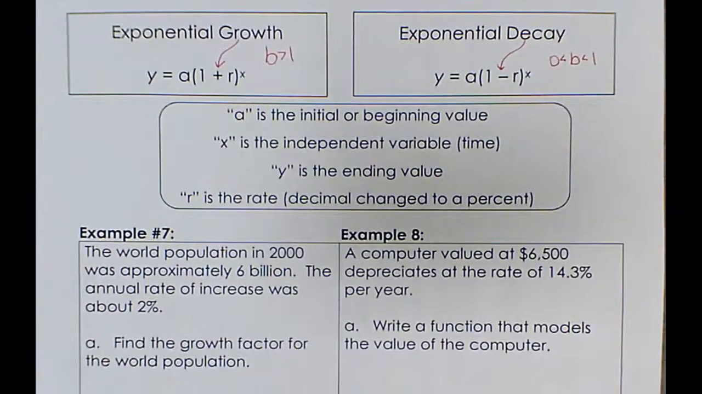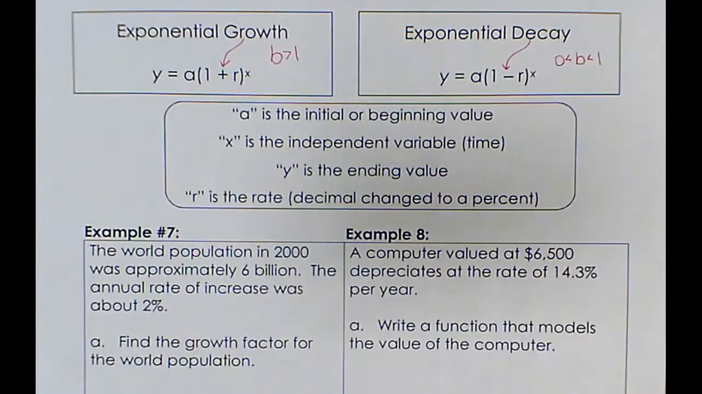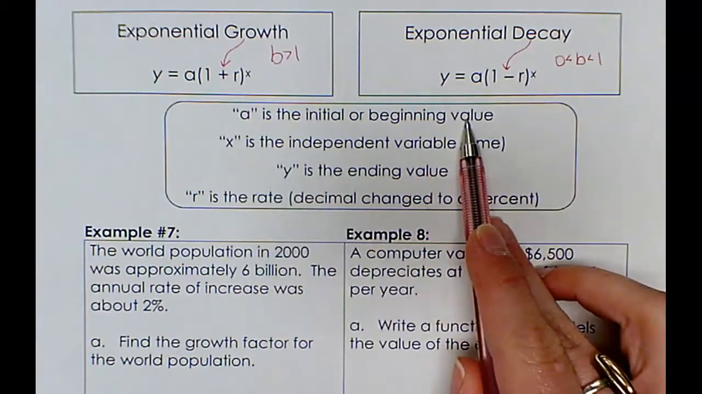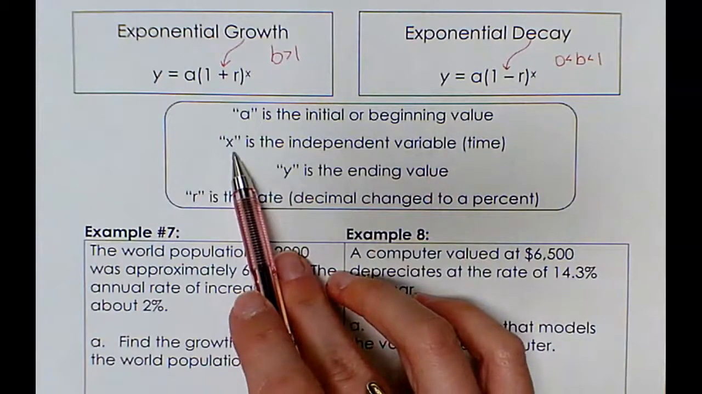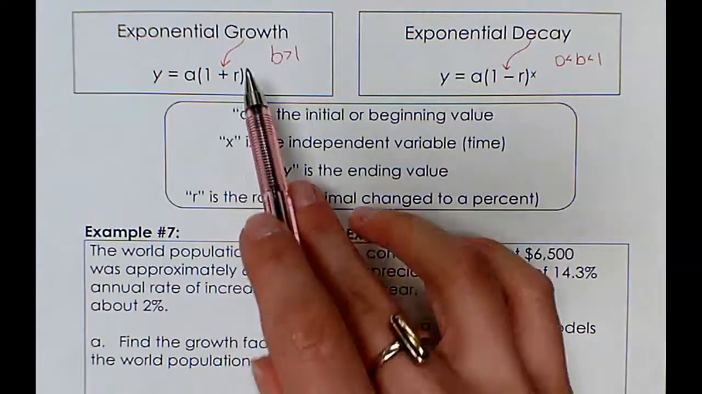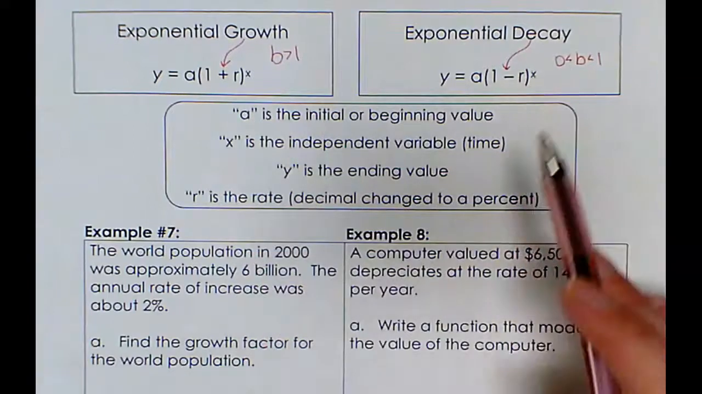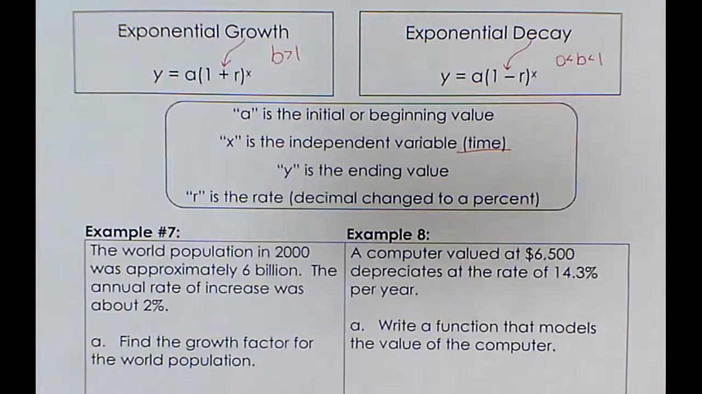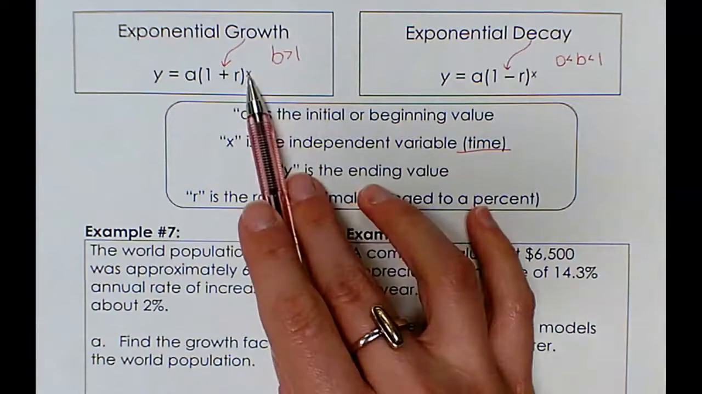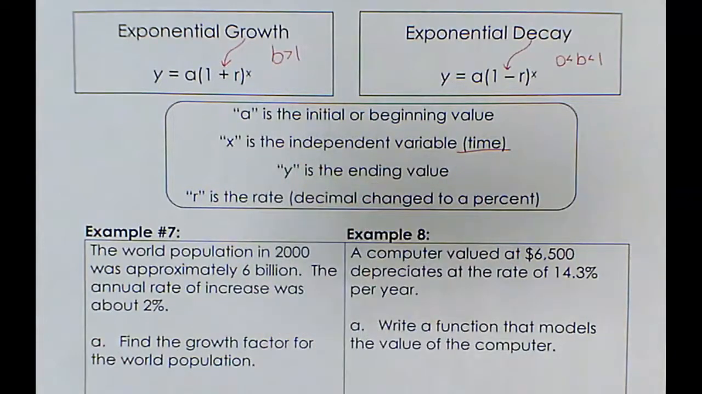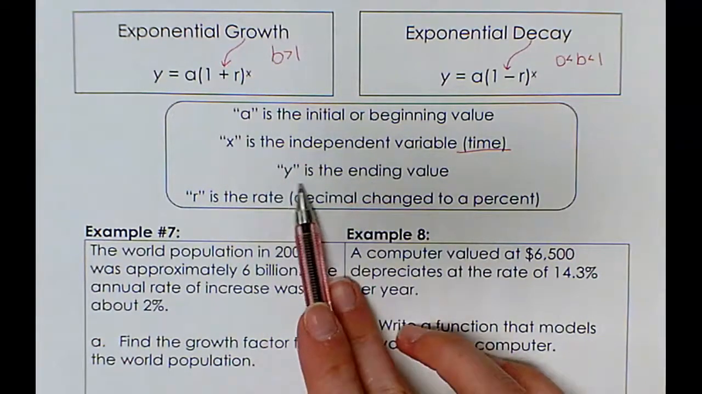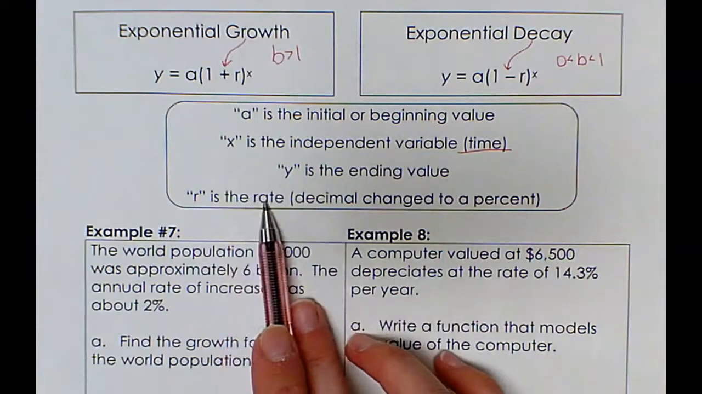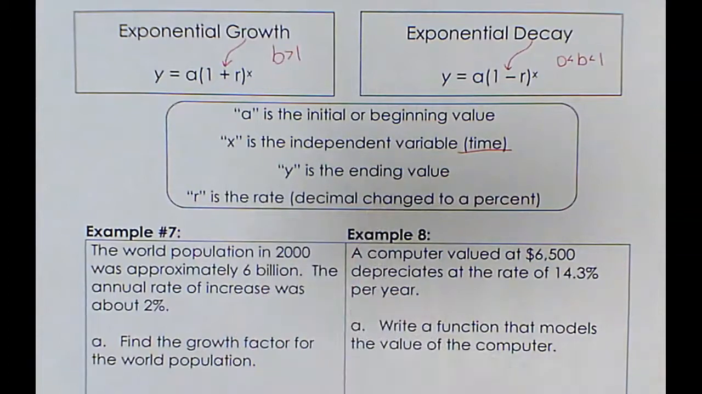It also gives you a review on this page so that you don't have to scroll back of all of the pieces. So a is the initial or beginning value, the starting value. x is something we haven't talked about yet. x is the exponent up here. These are the units of time. It's the independent variable. It's time. So over time, if we talk about over 5 years, then x would be 5 because it is the amount of time that is passing. So x is time. y is the ending value, so it's your resulting value, what you get. And then r is the rate, a decimal that we can change to a percent.